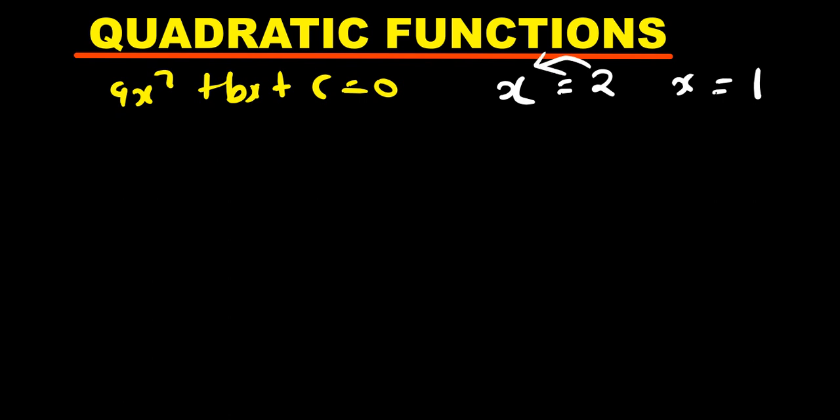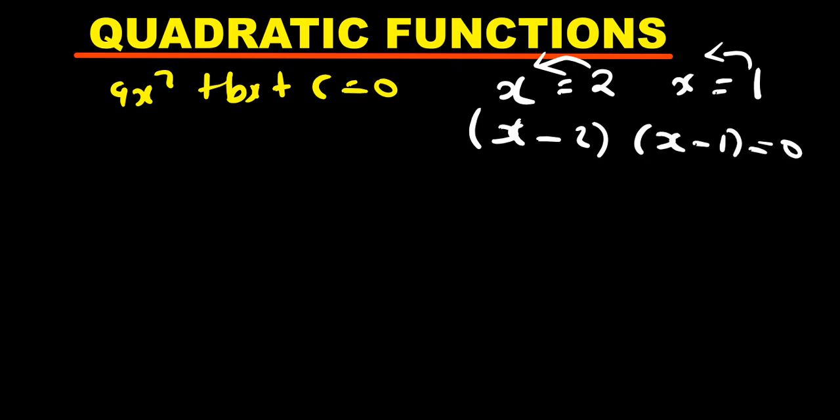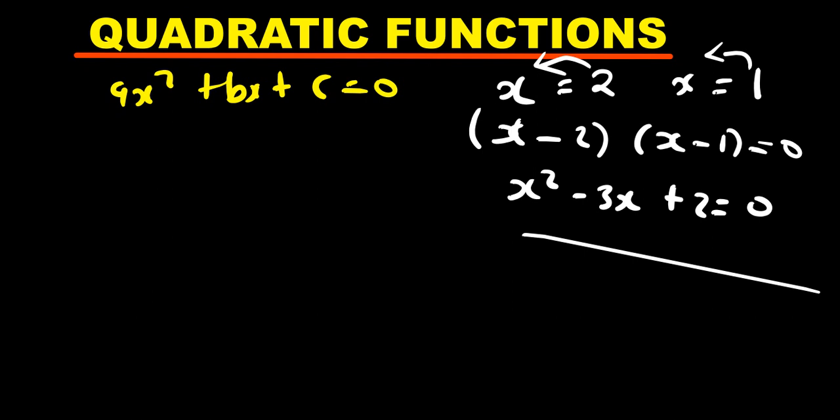I'm going to take these back the way they were initially. So I'm going to say x minus 2, and I'm going to say x minus 1 is equal to 0. Now when I expand this, in the end I'm going to have x squared minus 3x plus 2 is equal to 0. Now this is the equation that gave us those roots.